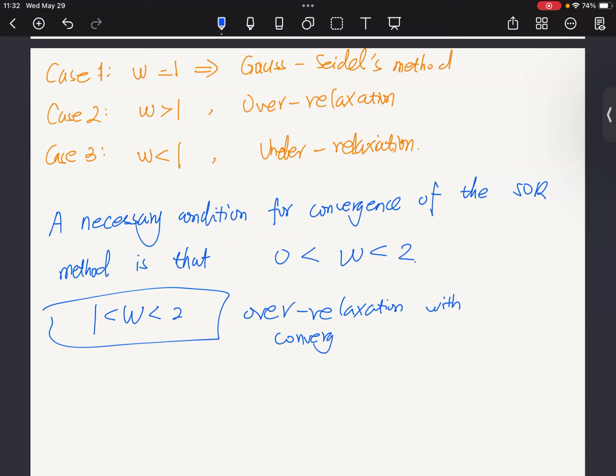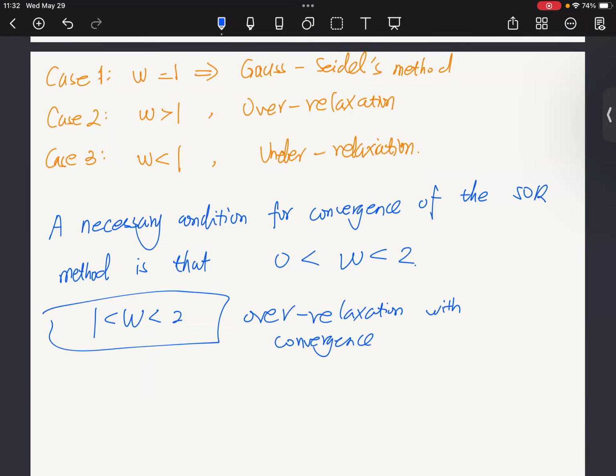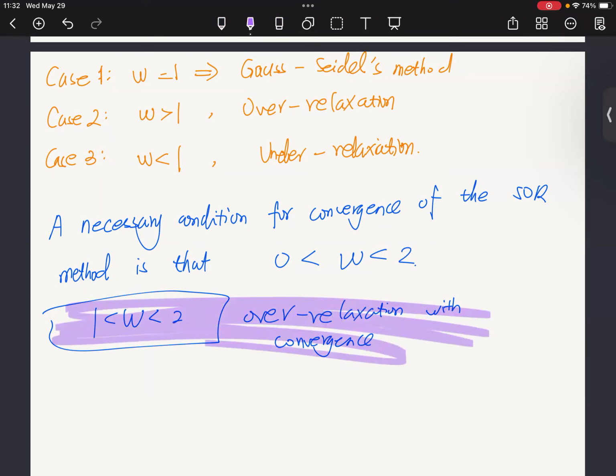This is our focus in this class, and we just investigate the omega range here. Omega is between 1 and 2.